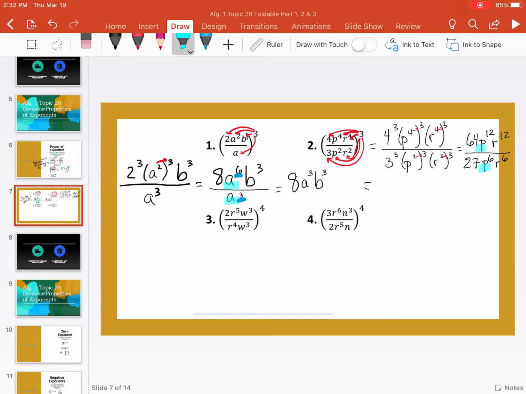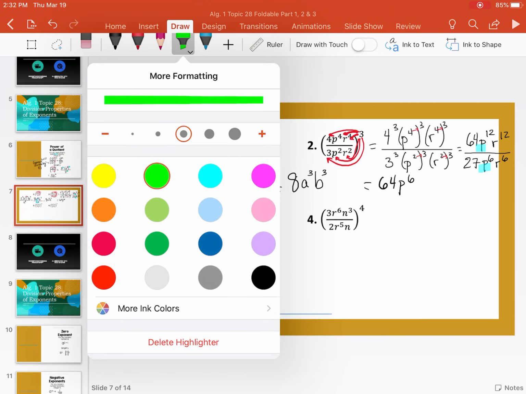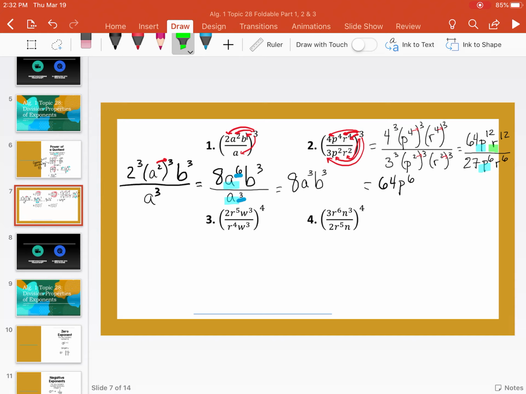We have p to the 12th over p to the 6th. These have the same base, so we can subtract our exponents. So 12 minus 6 gives us 64 p to the 6th. If we look at our r variable, we have that in the numerator and the denominator. 12 minus 6 gets us r to the 6th, and then that's all over 27. And that is our answer there.